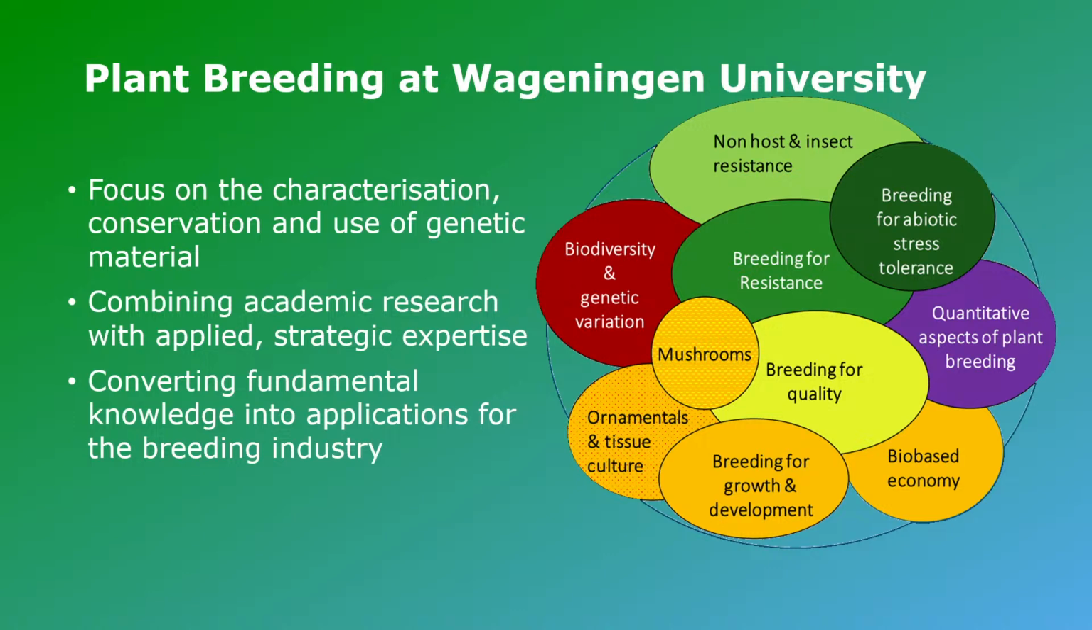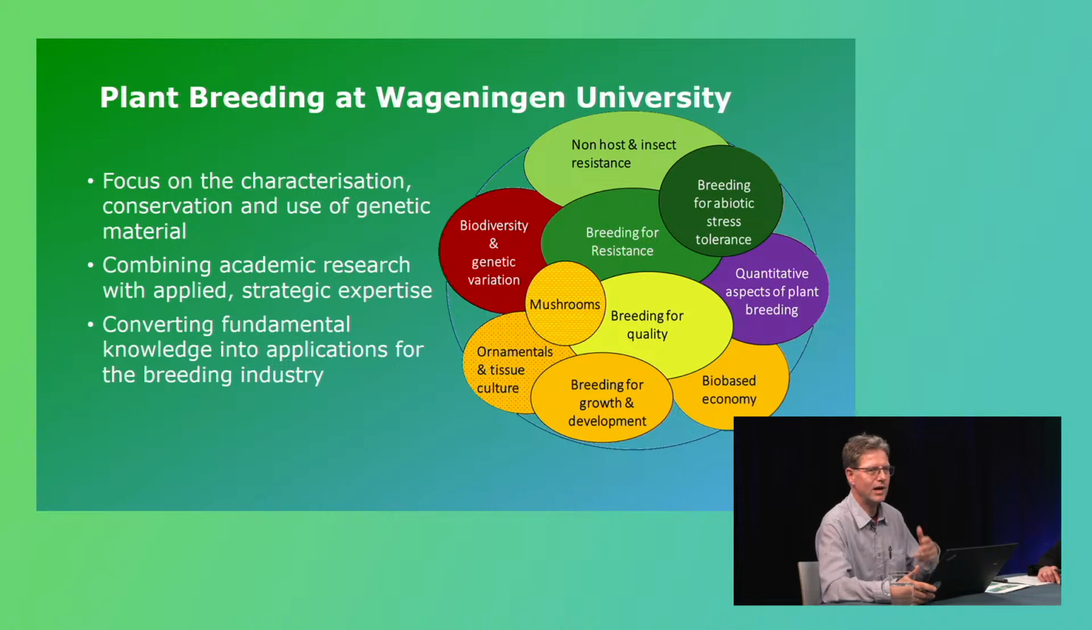Yes, so this picture shows kind of the bubble of whole plant breeding, the research topics that we work on, and it's really diverse. So it ranges from breeding for resistance against pathogens and pests, for insect resistance. We have a group on quantitative aspects of plant breeding. We have dedicated groups doing research on ornamentals and mushrooms. Well, mushrooms are not plants, but anyway, we embrace them to be part of plant breeding.